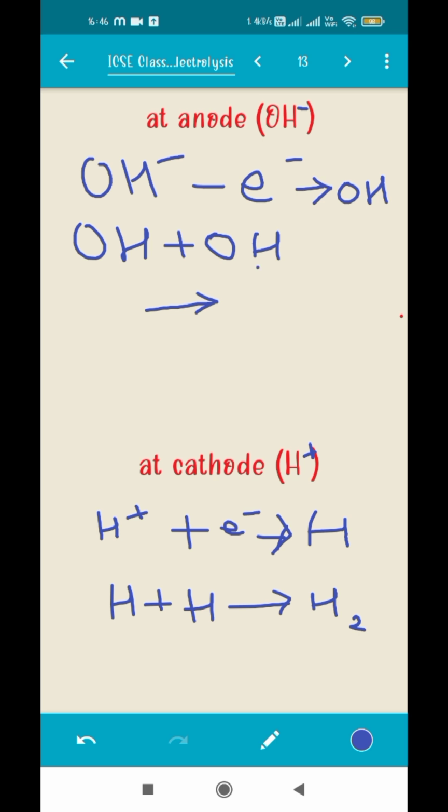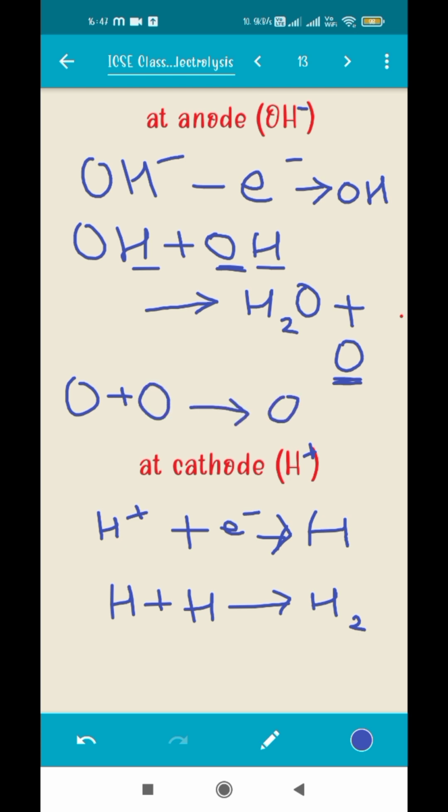See, there are two H, so H2. From here one O will be taken, so H2O, water will be formed and the other O will remain. So H2O plus O. Now this oxygen again cannot exist like a monoatomic gas, so this oxygen will combine with another oxygen and it will form O2.